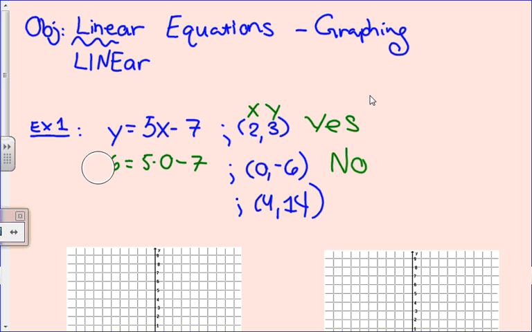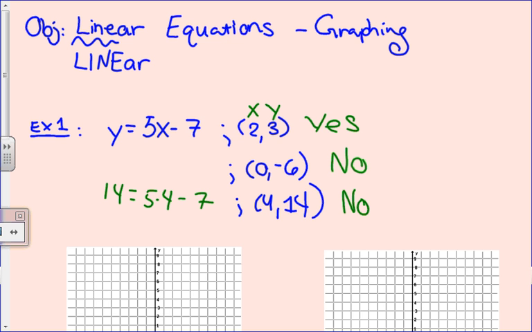Your turn. Plug in 4 and 14. What do we think? No. What does it equal from the other side? 13. Good. So 20 minus 7 is 13. So definitely no on this one. This is how you can do a lot of double checks with what we're doing today.